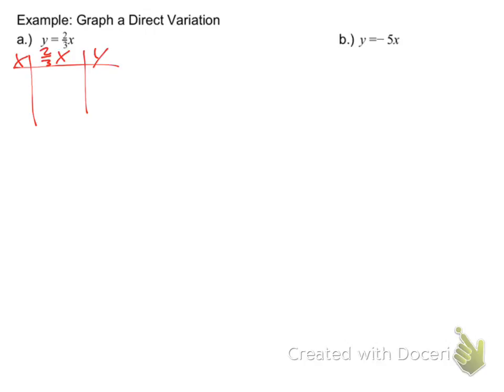So let's just put values in. Hey, we told you zero should give us what? 0. It should be 0. Does it make sense? 2/3 times 0 is 0. Okay, so (0, 0) is definitely one of them. Let's choose another one, like 1. 2/3 times 1 is 2/3.